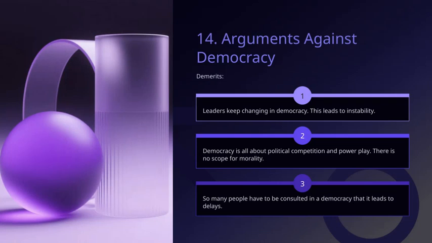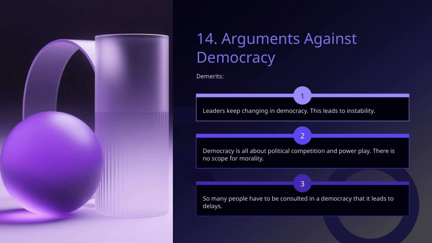Now, let's look at some of the arguments against democracy, focusing on its demerits. First, one of the main issues is that leaders tend to keep changing in a democracy. This constant change can lead to political instability, making it difficult for the country to have consistent policies and long-term planning.